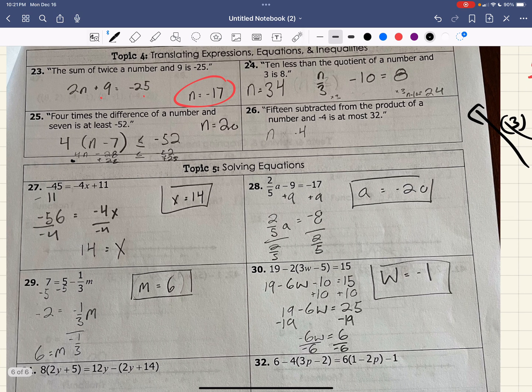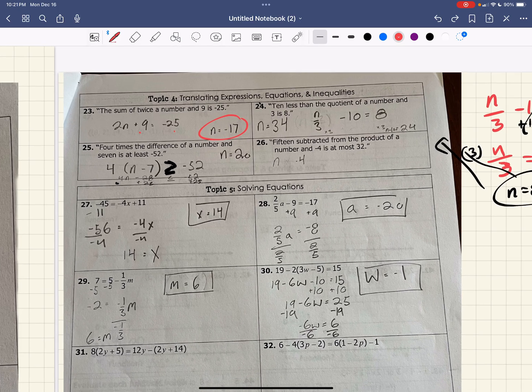4 times the difference of a number and 7 is at least negative 52. So if it's at least negative 52, that means it's got to be greater than or equal to. So you got to be careful with this one. Like I would flip that one around. It's got to be greater than or equal to negative 52, okay? This action right here is fine to distribute it. You could also divide by 4 to start, right?